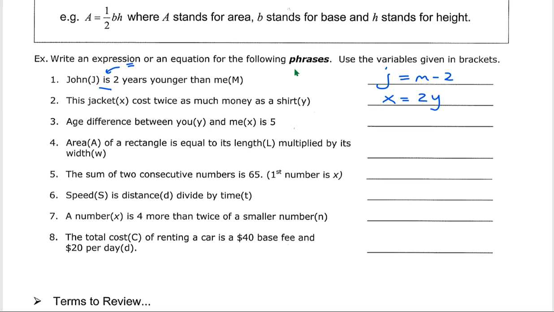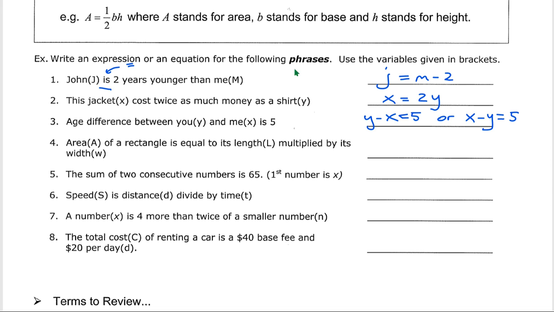The age difference between you and me is 5. We don't know who's older, you or me. So it could be that if you take your age minus my age, you get 5. That's the age difference. Or it could be that my age minus your age is 5. We don't know. We would have to decide who's the older person.